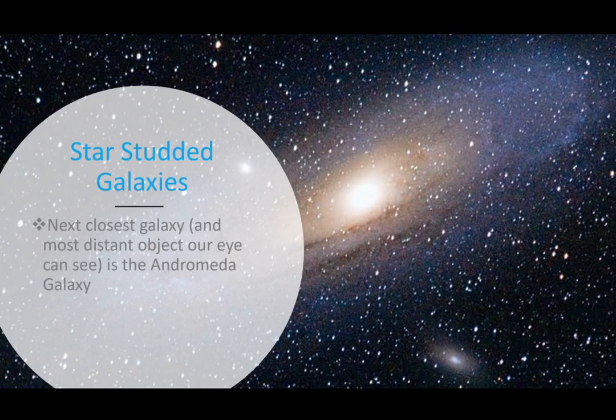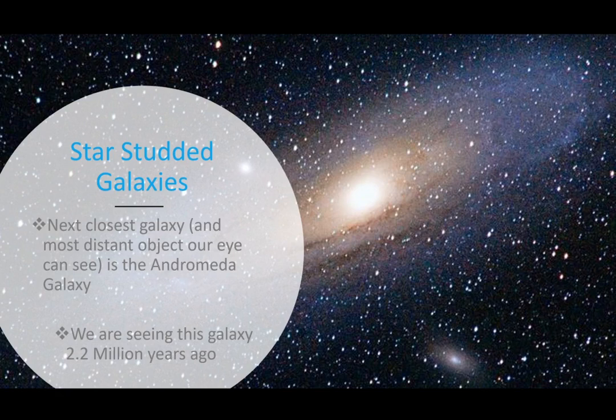The next closest galaxy, and what is basically the most distant object we can see with the naked eye, is the Andromeda Galaxy. And again, you can see that picture in the background. You may have seen images of something like this before, but that's the closest galaxy to the Milky Way. And we are seeing this galaxy as it was 2.2 million years ago.